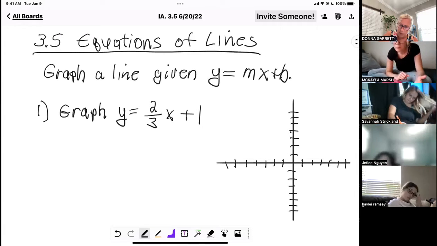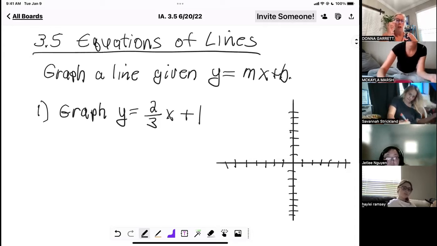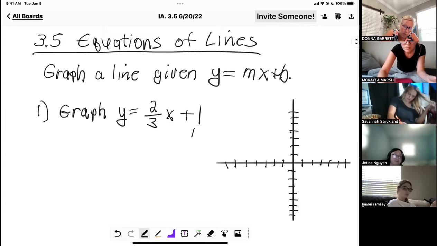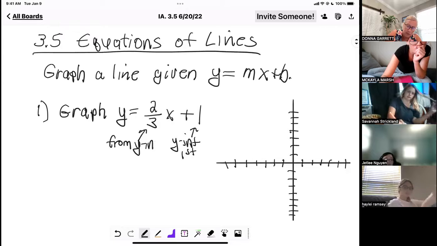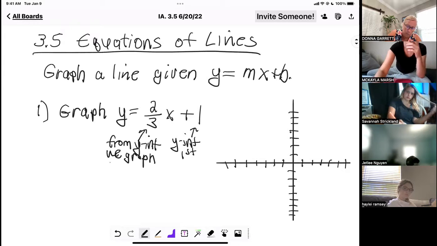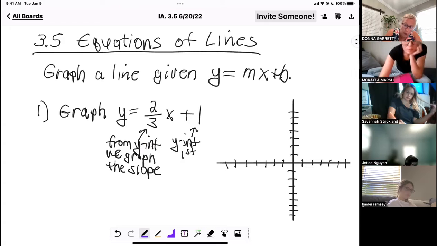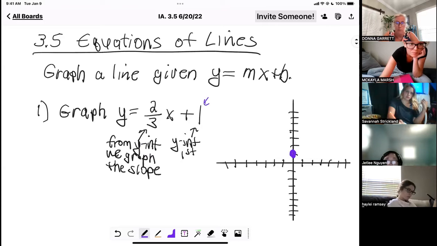Now when we have y equals mx plus b, we graph with our y-intercept first. We graph that first, and then from the y-intercept, we graph the slope. What do I mean by that? The y-intercept is 1. So at 1 on the y-axis, I start with my point. That's where I start graphing. Where you start is always the y-intercept.